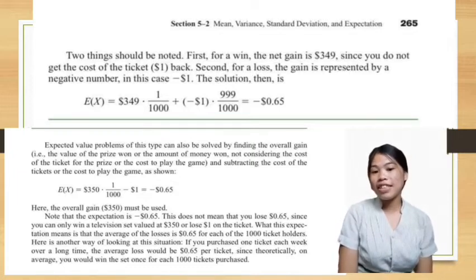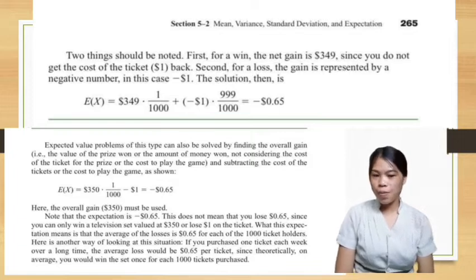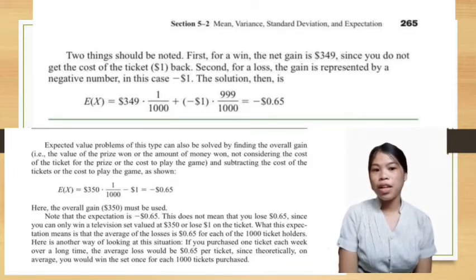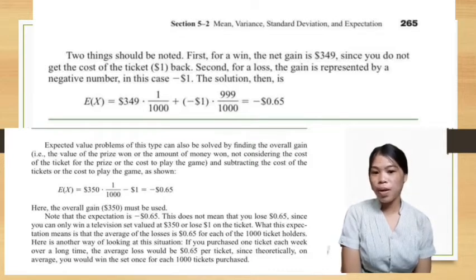So let's get the expected value of the winning tickets. So E of x is equals to the summation of x times P of x. So ang atong x is ang gain. So let's have $349 times 1 over 1,000 plus negative $1 times 999 over 1,000. So that is equals to negative $0.65.